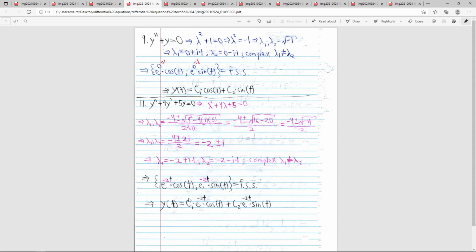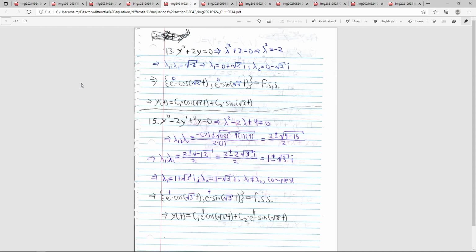So it's e to the negative 2t times cosine of t, because b is equal to 1 and a is equal to negative 2, and e to the negative 2t times sine of t. And then you just do c1 times e to the negative 2t times cosine t plus c2 times e to the negative 2t times sine t for our actual solution, the general solution to this problem.